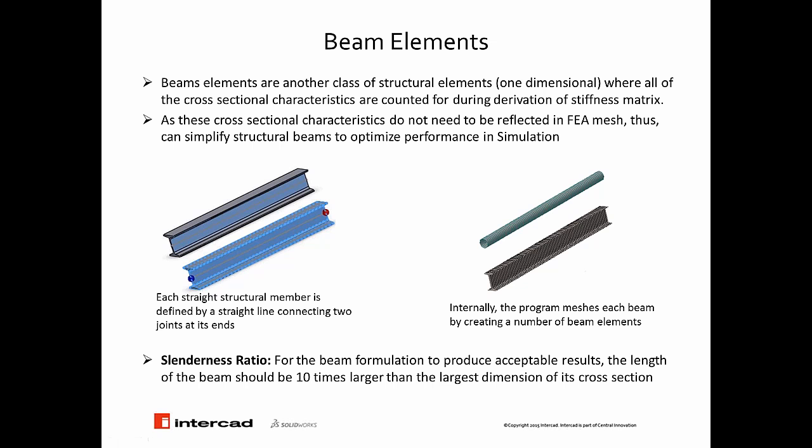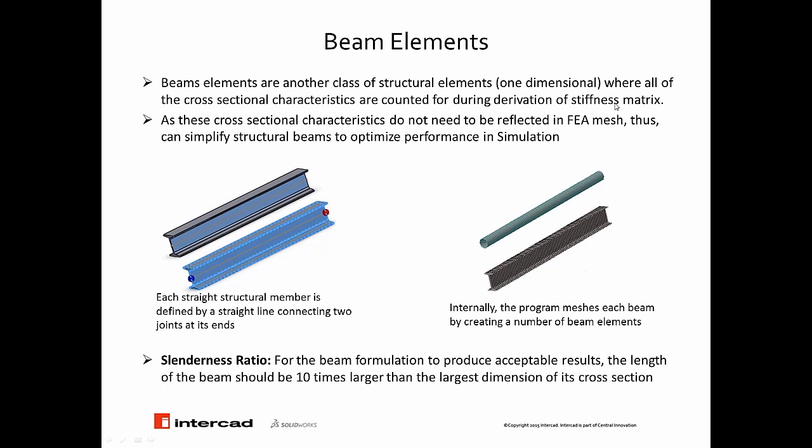As we said, beam elements are another class of structural elements. They are one-dimensional. And since you can assign all the cross-sectional characteristics of that, let's say, structural member, they are considered during the derivation of the stiffness matrix, like K value. Remember, we said we are solving F equal to Kx, and K is stiffness. In this case of the beam element, all the cross-sectional properties of the beam are going to be used to update that stiffness matrix.